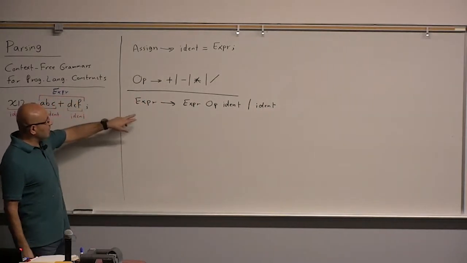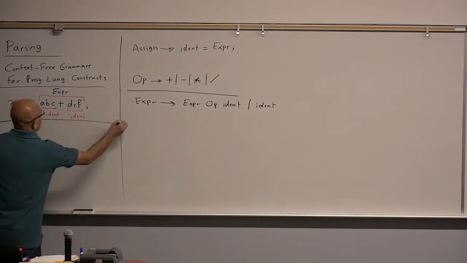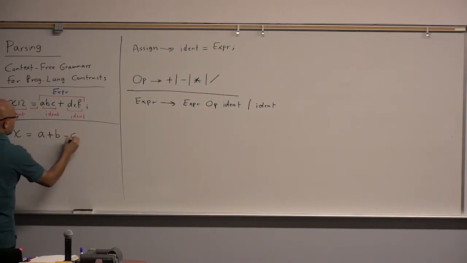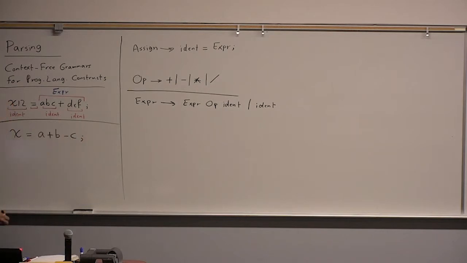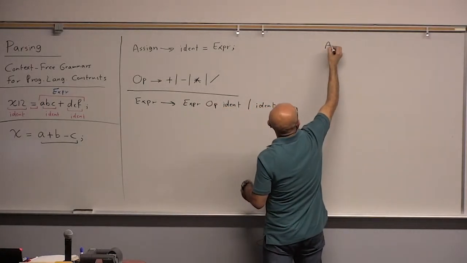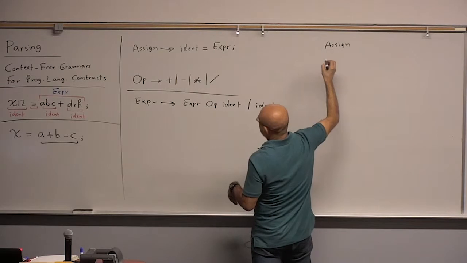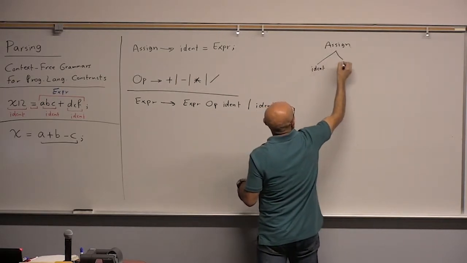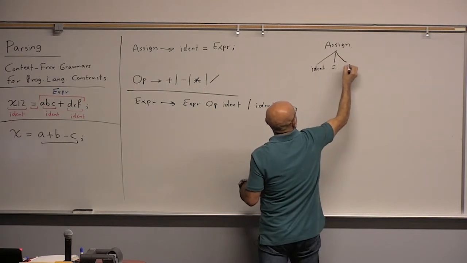OK, so now let's see if we can use this to parse something like x equals a plus b minus c. Let's focus on the expression part, because we know that we can do the assignment. So we'll do it anyway. So it's assignment, and in this case, we are assigning an identifier to an expression.